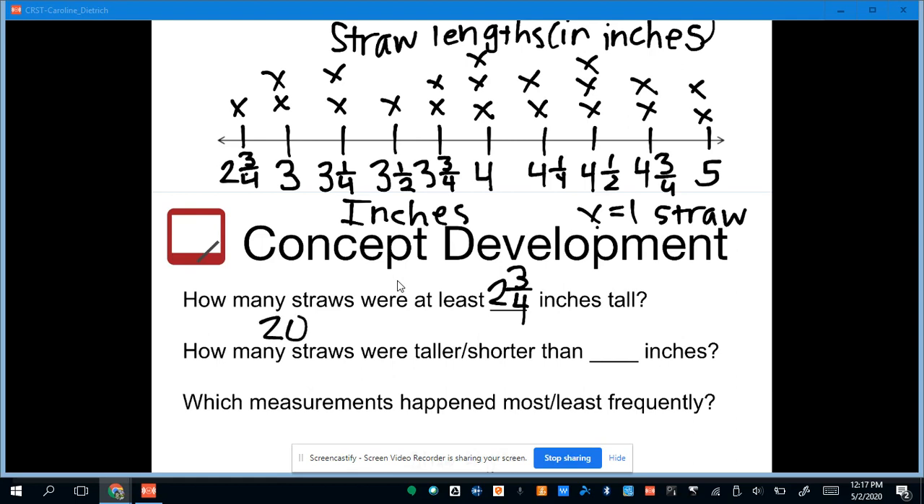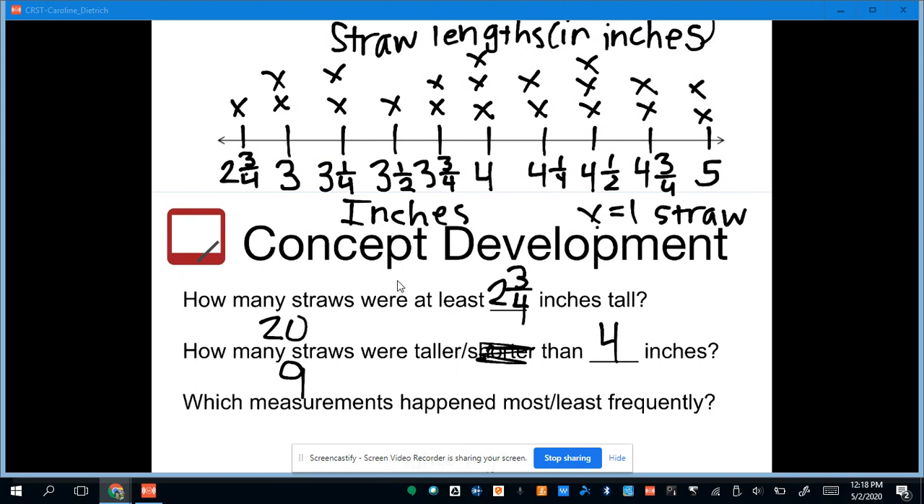How many straws were taller than 4 inches? Well, I can't include 4 because they have to be taller. So 1, 2, 3, 4, 5, 6, 7, 8, 9. Make sure you're counting the X's.